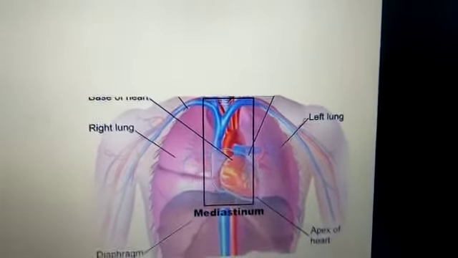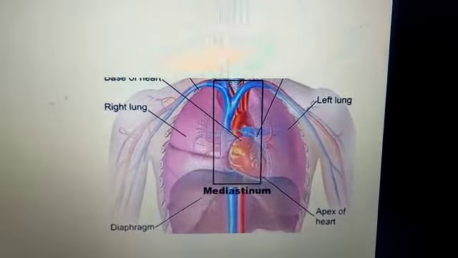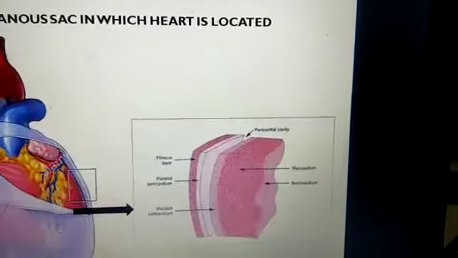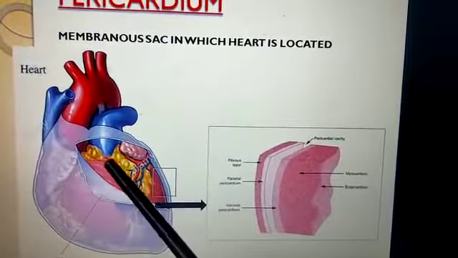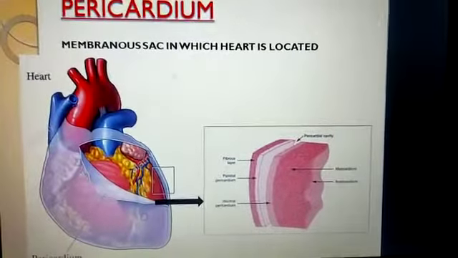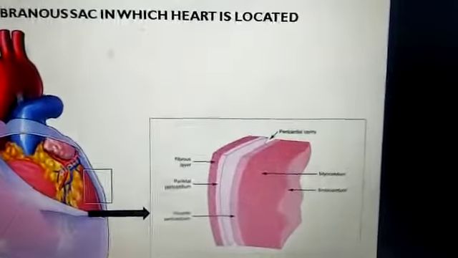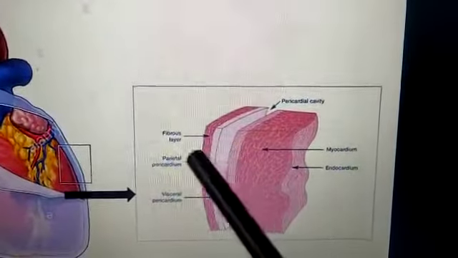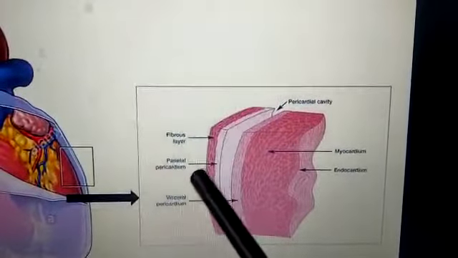Heart is a hollow muscular organ which pumps the blood across our body. Now, heart is enclosed in a membranous sac which is called as pericardium. Now, here you can clearly see the outer sac-like structure which is covering of heart and which is protective in function.